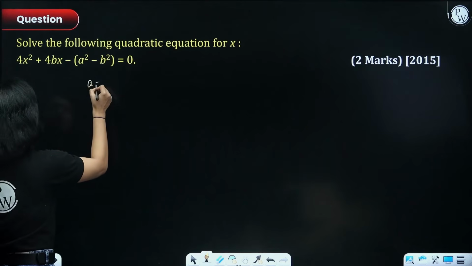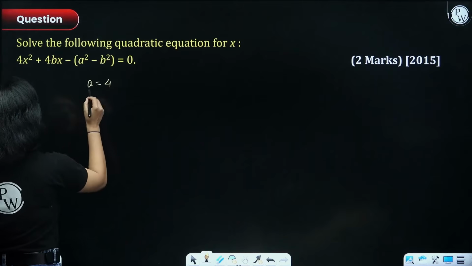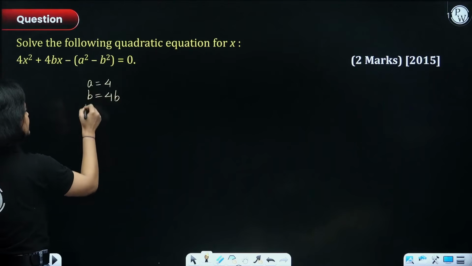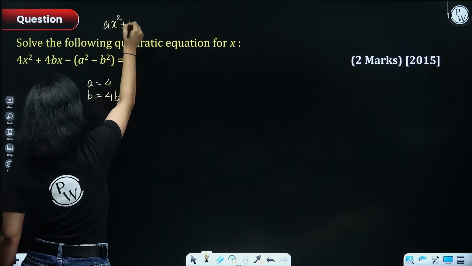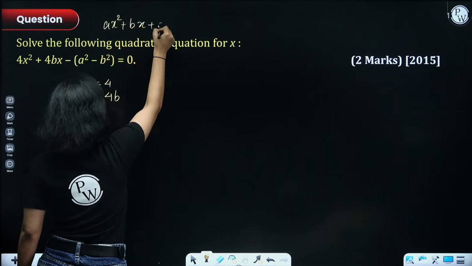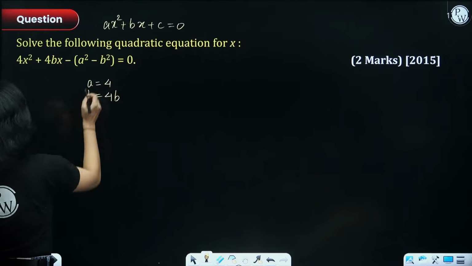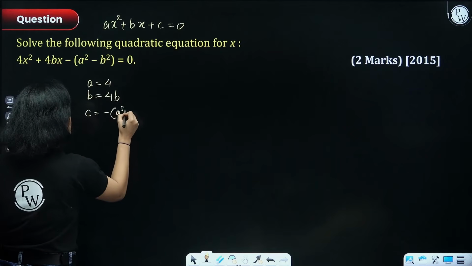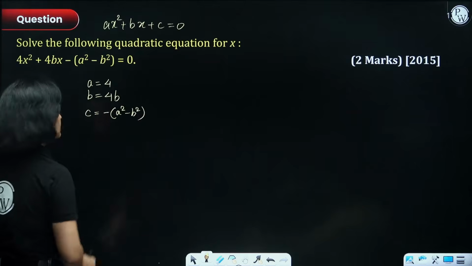So a here is what? Coefficient of x square, which is 4. B is what? 4b. So please don't get confused by these a, b, c, because I am writing according to this: ax square plus bx plus c is equals to 0. Okay, so according to this, I am writing the values of a, b and c. And finally, what's the value of c, everyone? The value of c is minus of a square minus b square. Okay, got it?